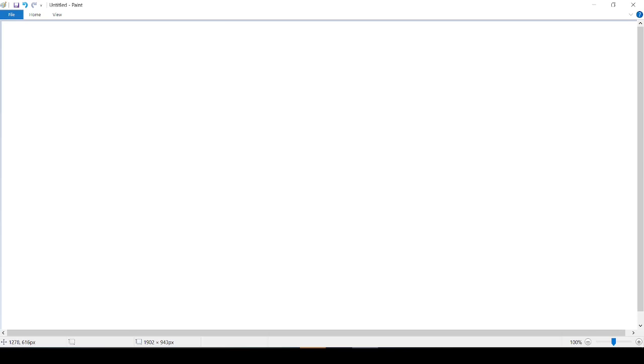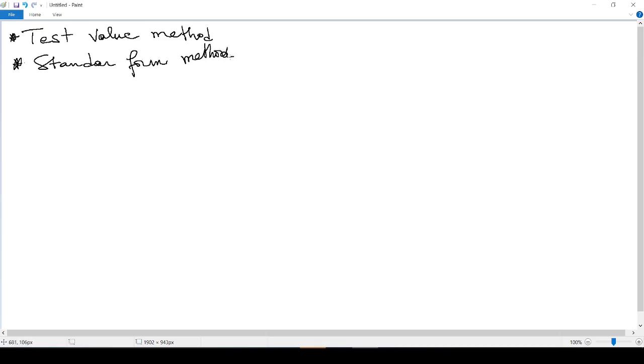We will do examples and use some different methods to solve linear inequalities so you will be able to understand better. The two methods that we are going to be using to solve our inequalities in one variable are the test value method and the standard form method. We are going to start with the test value method.